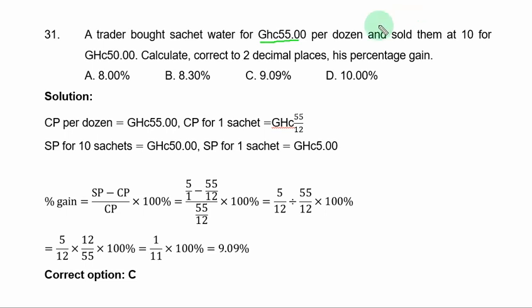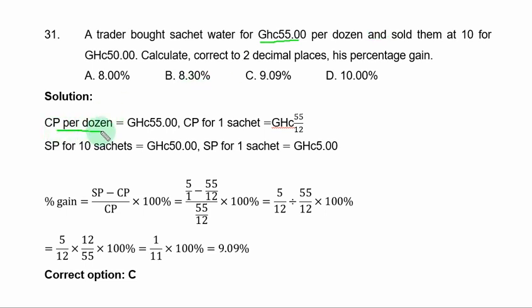Question 31. A trader bought sachet water for 55 Ghana cedi per dozen and sold them at 10 for 50 Ghana cedi. Calculate, correct to 2 decimal places, his percentage gain. Solution. If you look at the cost price, it is given for 12 and the selling price for 10. They are different. You cannot use them like that.